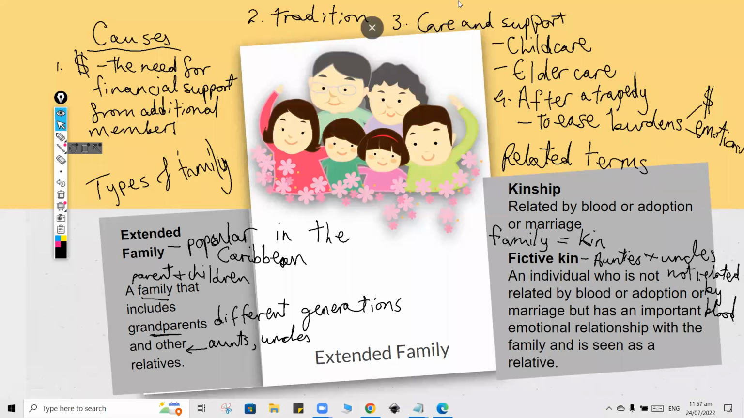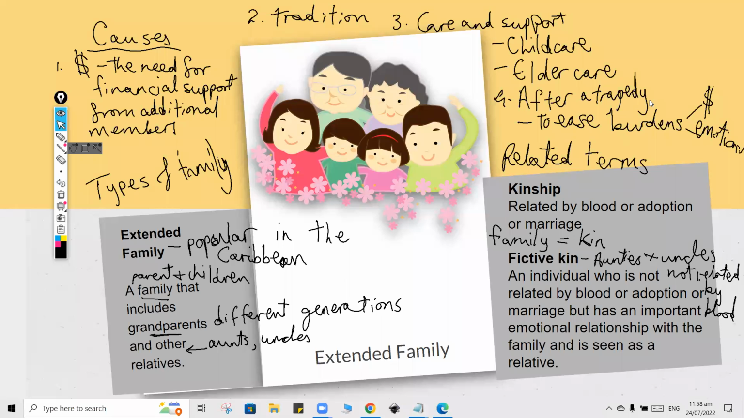All right, so I'm just repeating the 4th one. The 4th one I said was after a tragedy, but you could word it differently. And I put as the explanation to ease burdens, right? And they could be financial burdens, or they could be emotional burdens. So someone had put as an example in the chat that, let's say a house burns down, somebody loses where they live.